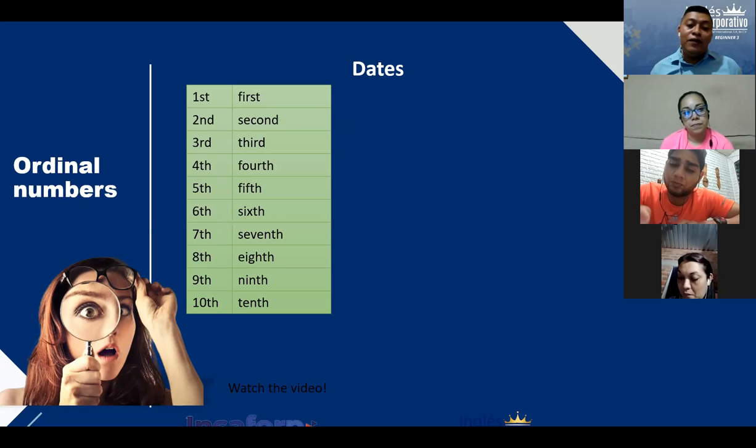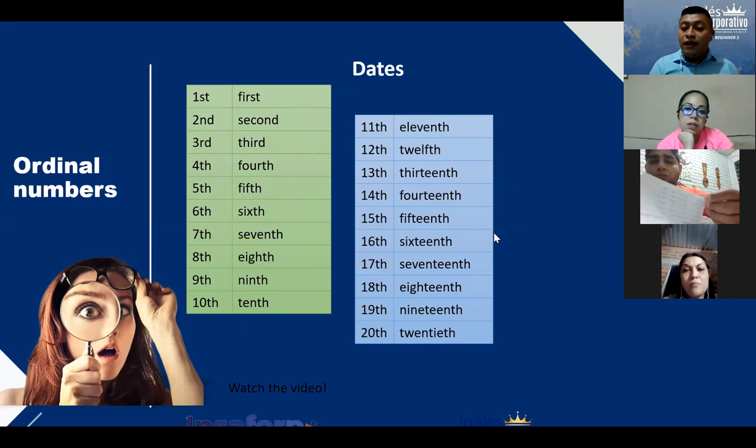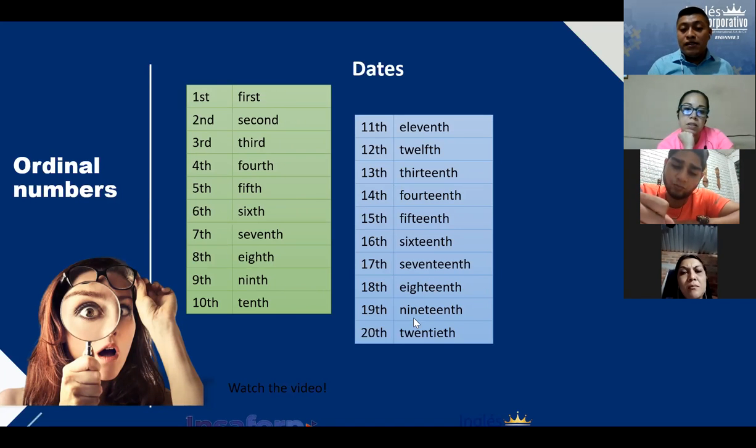Primero, segundo, tercero, cuarto, quinto, hasta el décimo, right? So first, second, third, fourth, fifth, sixth, seventh, eighth, ninth, tenth. Los primeros, primero, segundo y tercero, se escriben diferente. Los demás, solo vamos a agregarle una th at the end of the number. Fourth, fifth, sixth, seventh, eighth, ninth, tenth. Then we have the 11th, 12th, 13th, 14th, 15th, 16th, 17th, 18th, 19th, 20th.